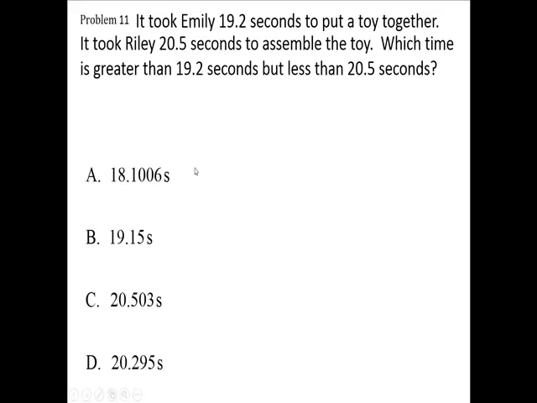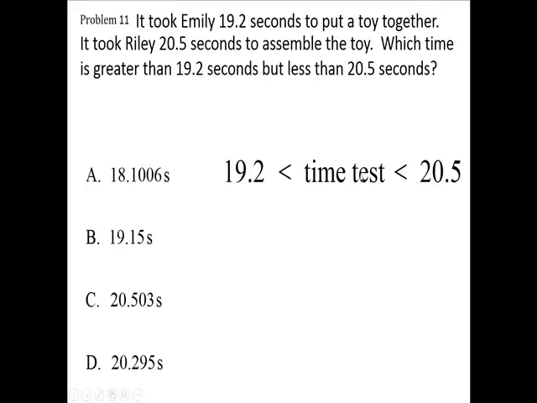Okay? We have four choices. We're going to pick A, B, C, or D. And what we're saying, we're going to put Emily's time here. Since the time is greater than Emily's, we're going to say Emily's time is less than, and we're going to have a little time test here. I'll show you what that means in a minute. But this time, we're going to test different times in here. This time is going to be less than Riley's time.